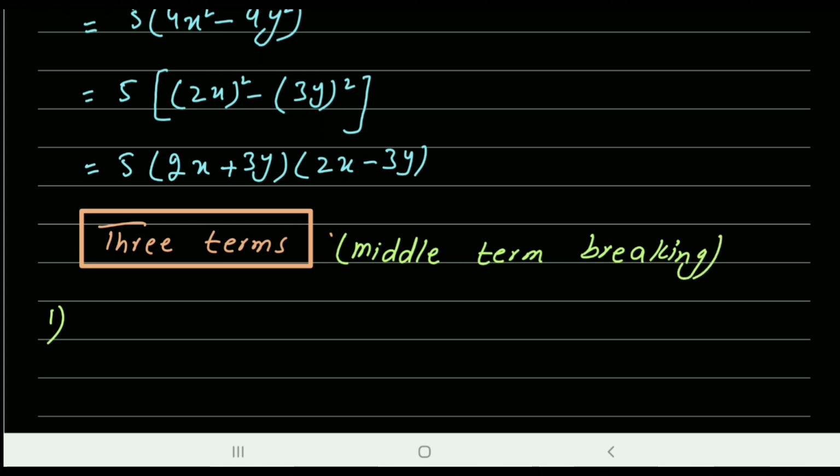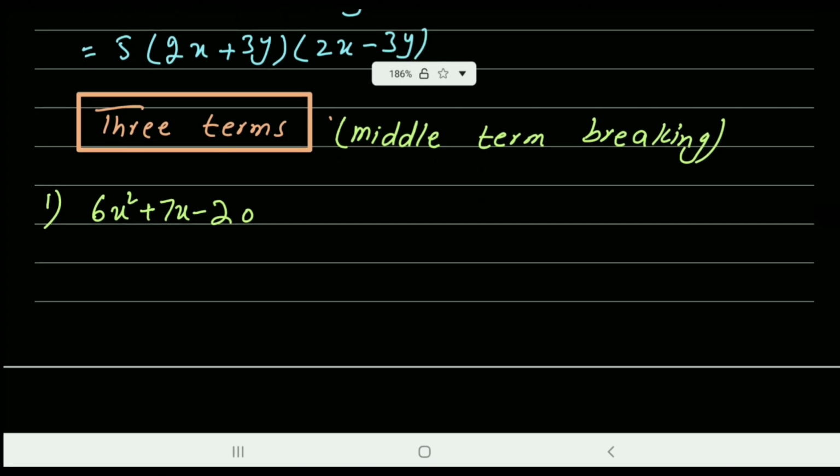Question number 1 is 6x square plus 7x minus 20. So what is the middle term breaking method? Here first of all we will take the coefficient of x square, that is 6, and the last term, that is 20. We will multiply the coefficient of x square and the last term. We will get the value 120. We will write it on one side.